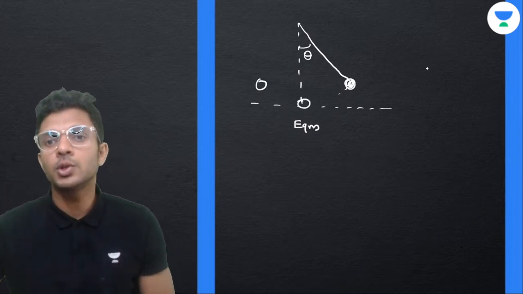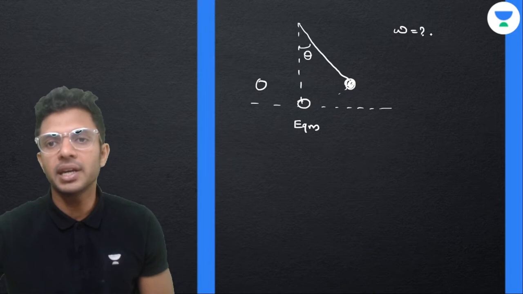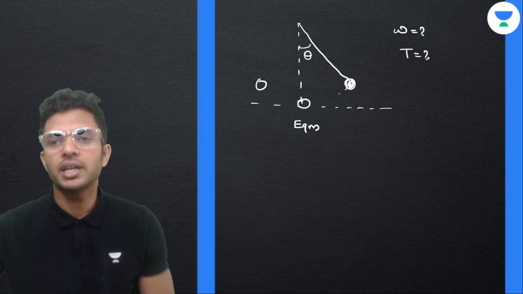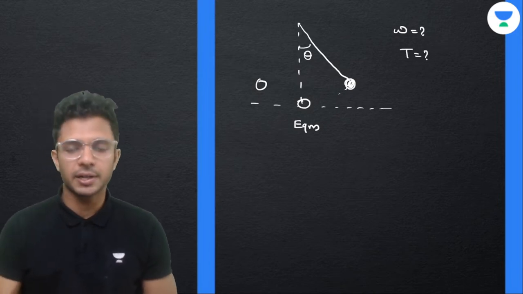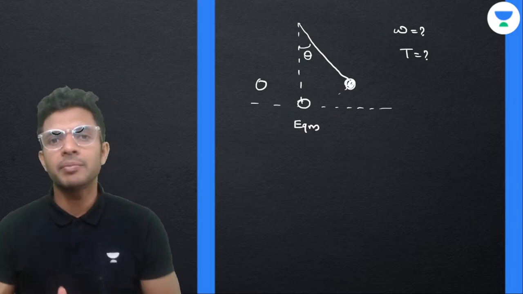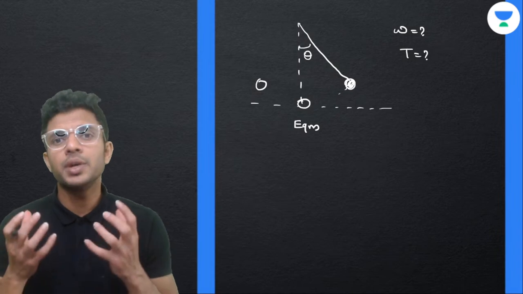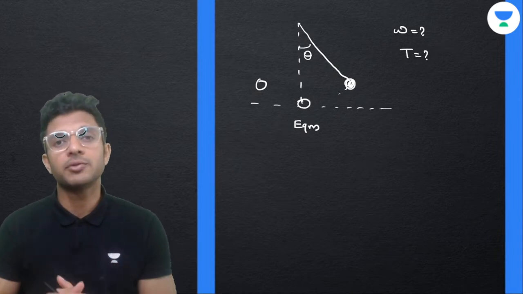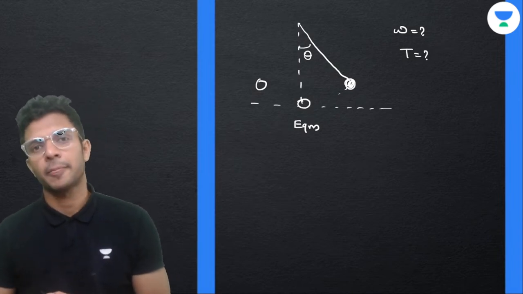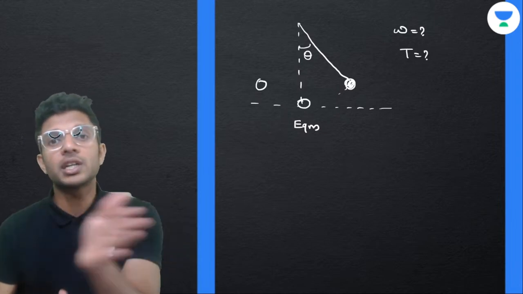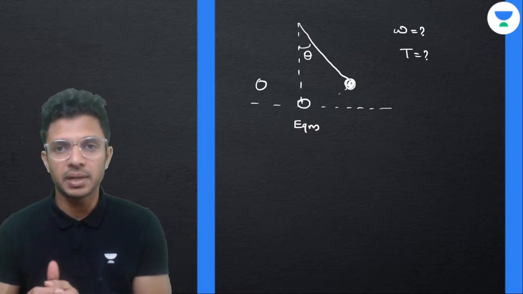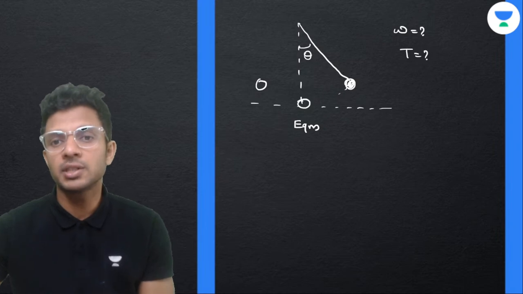Now here also we want to find the value of omega, and here also we want to find the formula for the time period. How did we get omega and the time period while dealing with the spring mass system? Very simple, we wrote down the equation for the net force there, because the particle was undergoing linear motion. But here, it is not a linear motion.